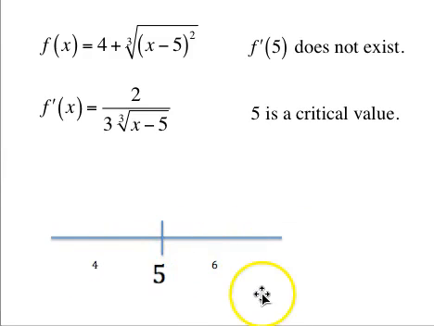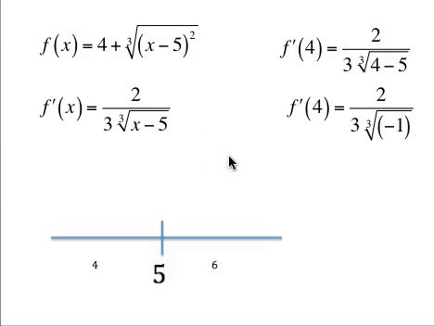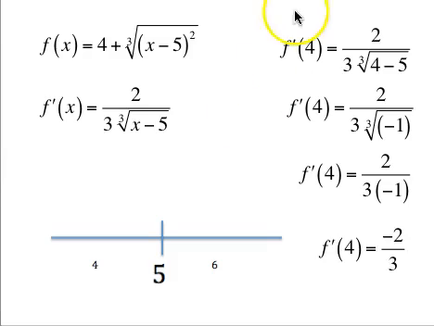So I chose 4 on the left, I chose 6 on the right. 5 is a critical value because f prime of 5 does not exist. I need to look at f prime of 4, plug in 4 for x. 4 minus 5 is -1. Cube root of -1, also -1. So I get 2 over 3 times -1, or -2/3. So at 4, the function is decreasing.